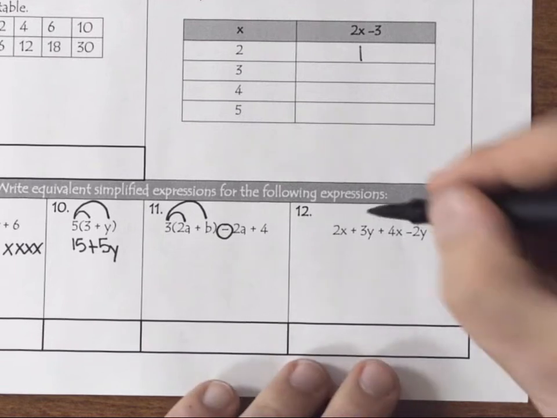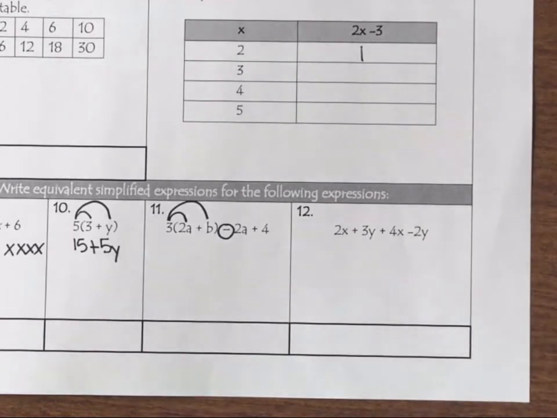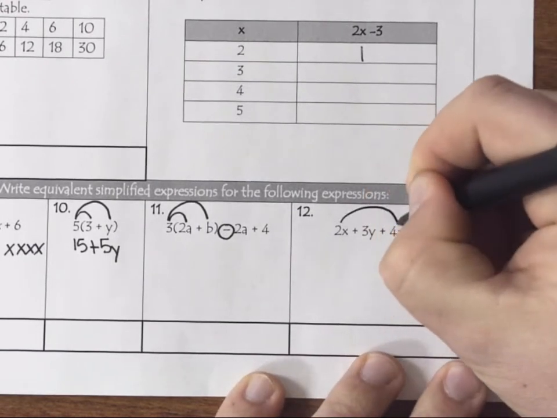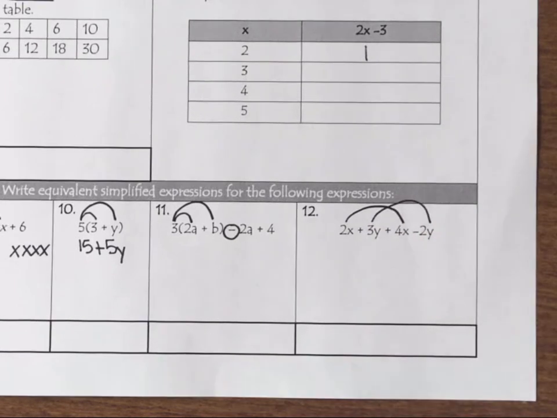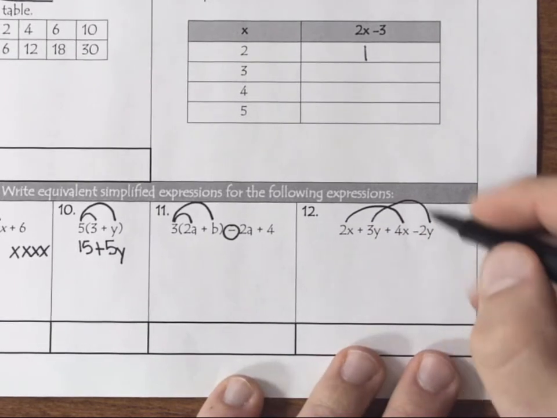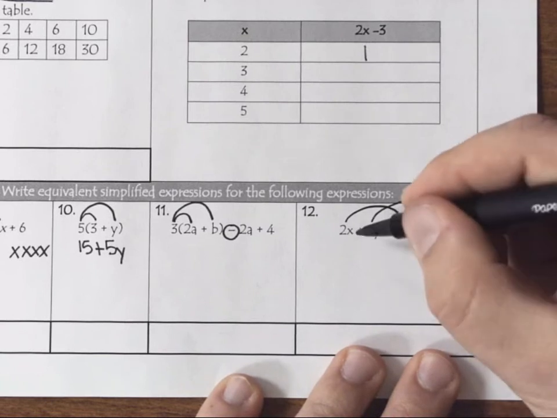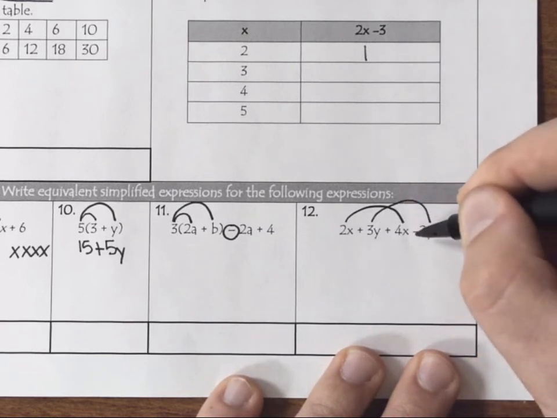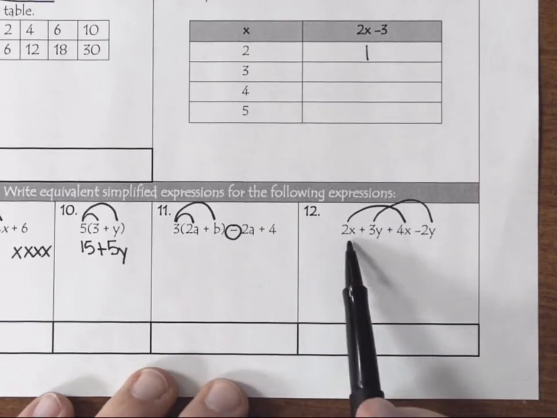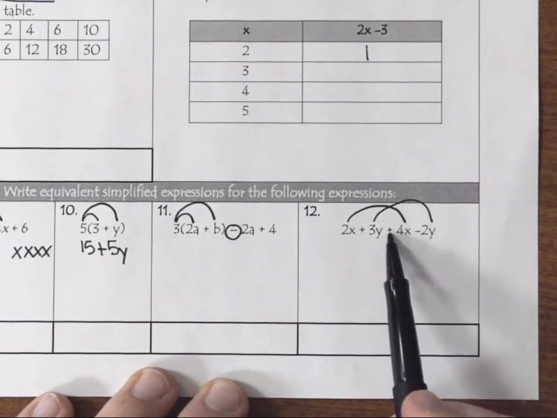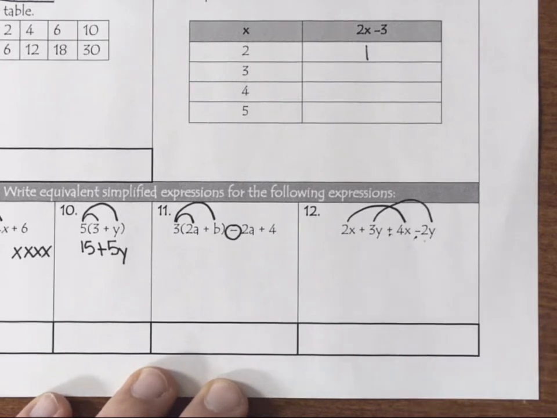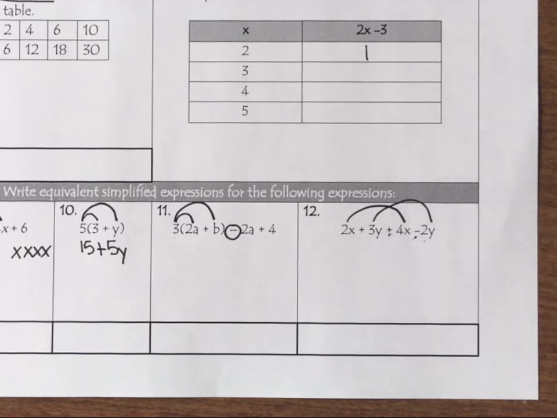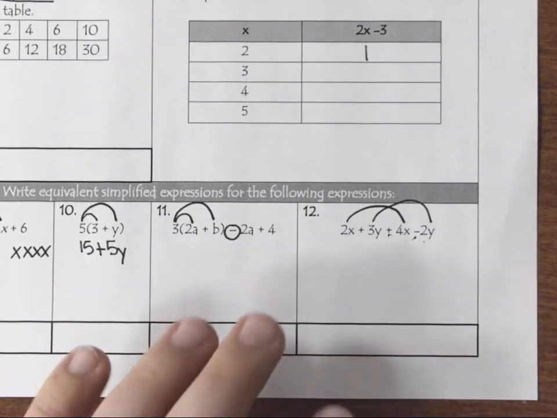Number 12, we need to, again, look and see, do we have any parentheses? No, we do not. So combine like terms. What things do we have that are alike? Let's put them in pairs. 2x and 4x, and 3y and 2y. Again, take notice of the symbols or signs. We have an addition sign, and a subtraction sign. So when I put the 2x with the 4x, we're going to add. And when we put the 3y with the 2y, we're going to subtract. So simplify and combine like terms and write your answer in the box.